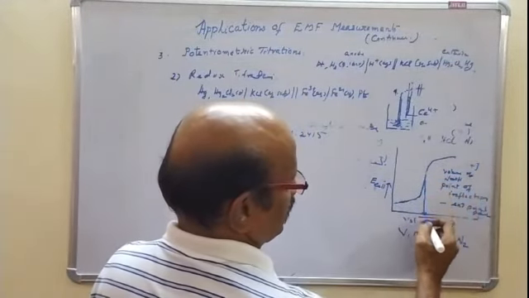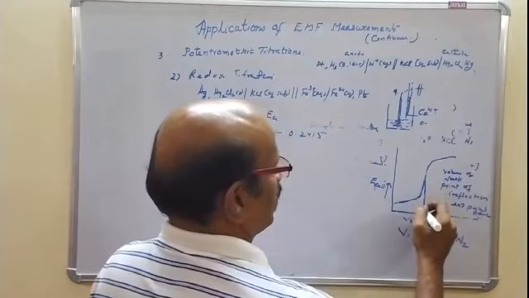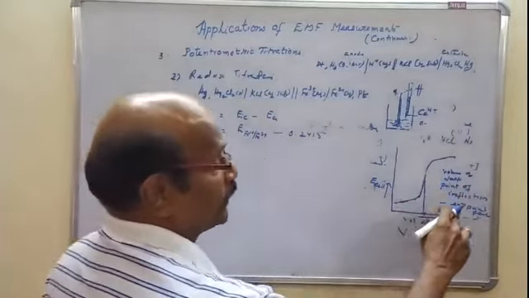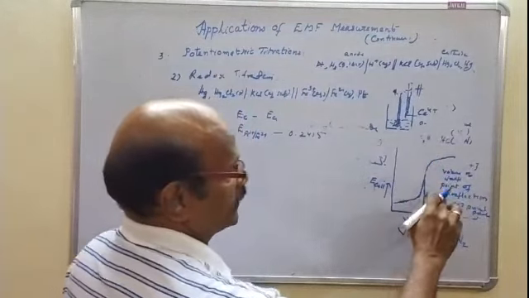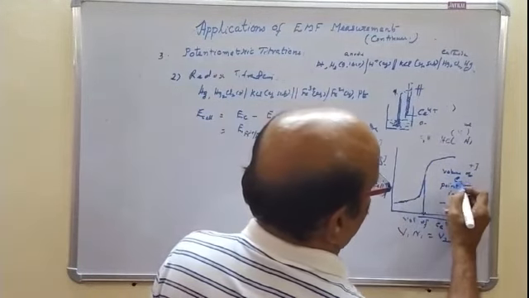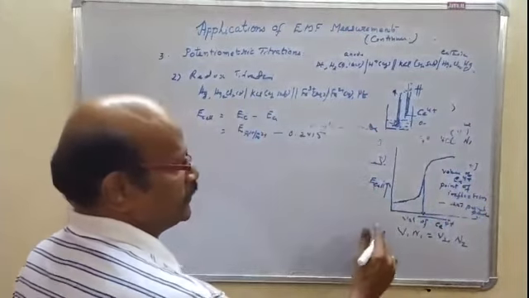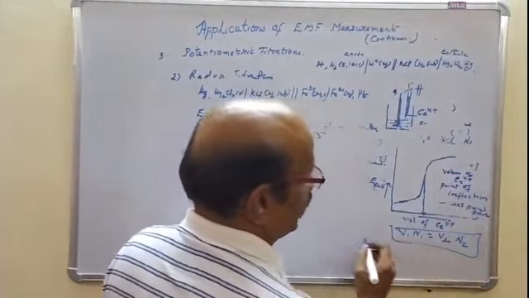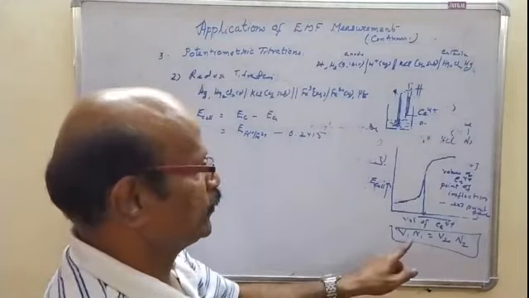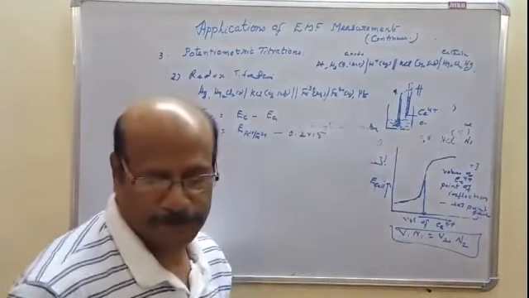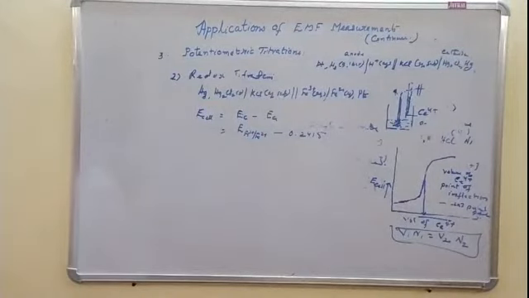The volume of Ce4+ corresponding to the point of inflection gives the end point, from which, using this equation, we can find out the strength of the ferrous sulfate by knowing V2, N2 and V1.